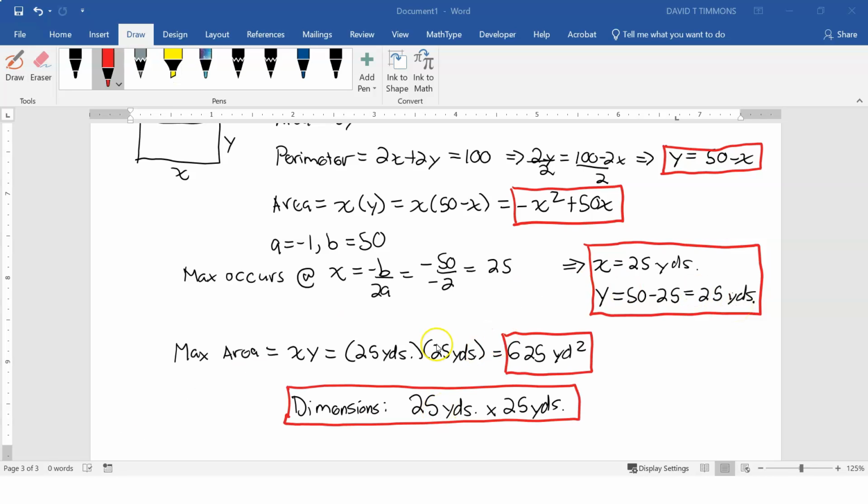To finish the problem, they ask, what is the maximum area? If we use that original formula for our area, x times y, well, x and y are the same, they're both 25 yards. That'll give us a maximum area of 625 square yards, and the dimensions are actually a square of 25 yards by 25 yards.